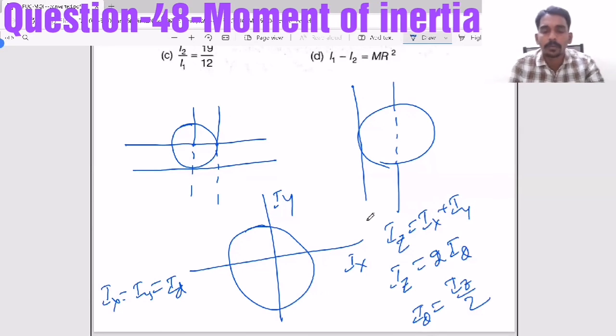That is the way you can use the perpendicular axis theorem. But whenever you want to use the perpendicular axis theorem, you have to choose both the x and y perpendicular axes within the plane of the planar object. Then only you can apply that theorem.